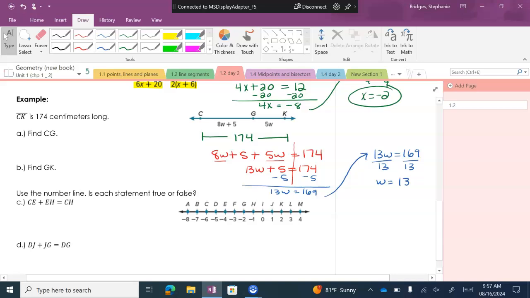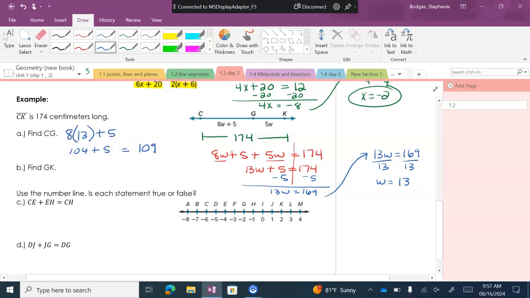What is CG represented as? 8 times W plus 5. So plug in 13. Do 8 times 13 and then add 5. That is the length of CG. 8 times 13, that's 8W plus 5. Did y'all get 109? Okay.